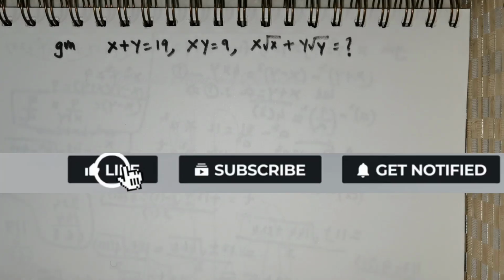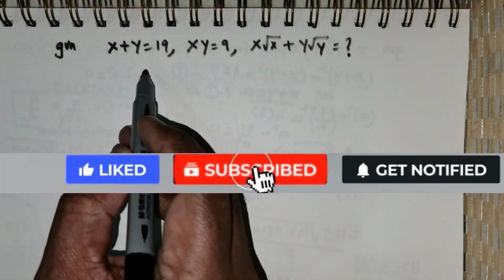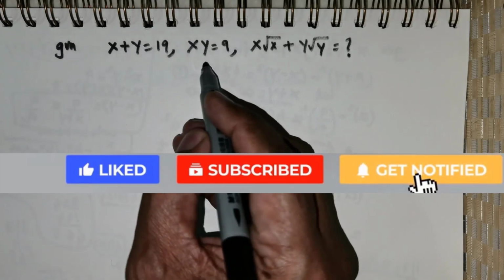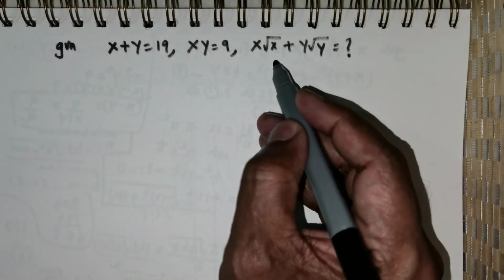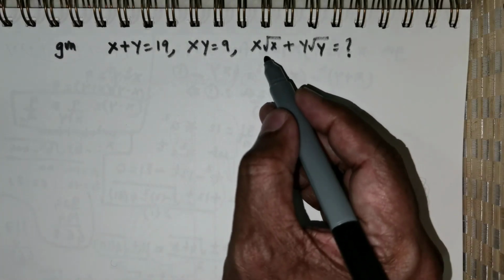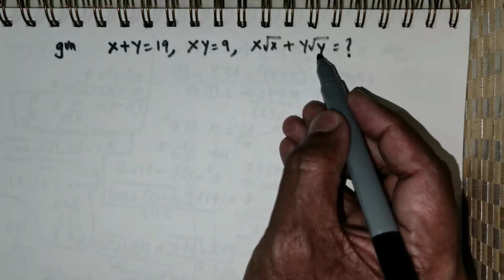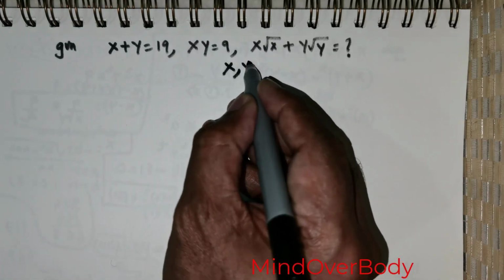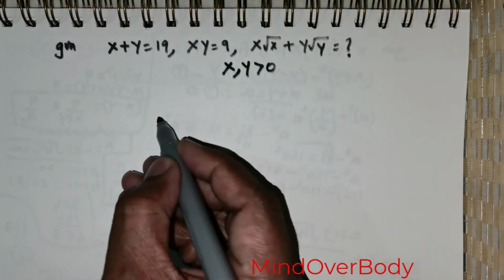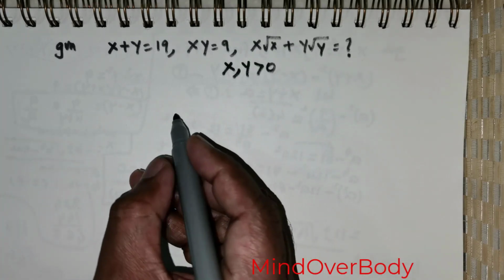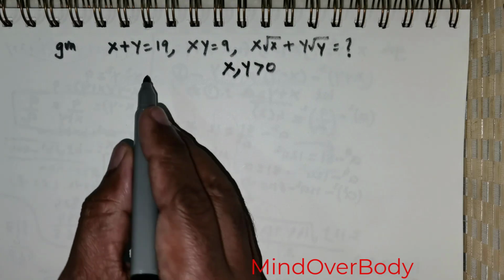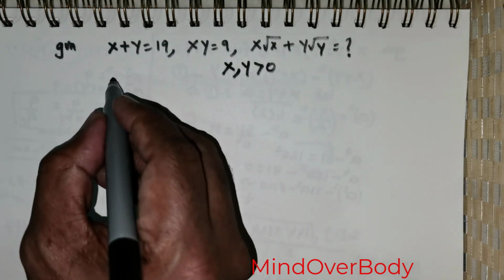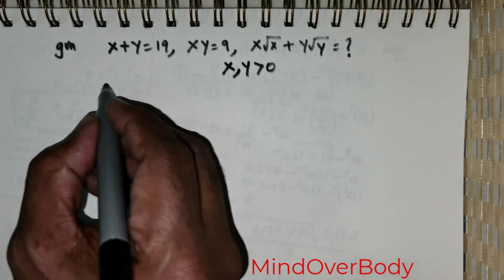Welcome students, we've been given this question: x plus y is equal to 19, x times y is equal to 9. We are expected to find the value of x times root of x plus y times root of y. Now clearly from the system we are looking at an x and y which are greater than 0. Having mentioned that, I'm going to show you the solution for this particular question using 3 different methods.